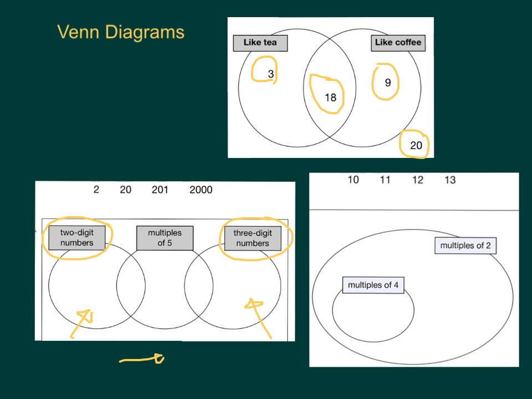And if we have a look at the example on the right, multiples of 4, well, why isn't that box kind of overlapping here, if you like? Well, if you think about it, all multiples of 4 will also be multiples of 2. So there couldn't be anything in like this bit, because if it's a multiple of 4, it must also be a multiple of 2. Now, on the bottom 2 Venn diagrams, see if you can get the numbers above them and put them in the appropriate place in the Venn diagrams.